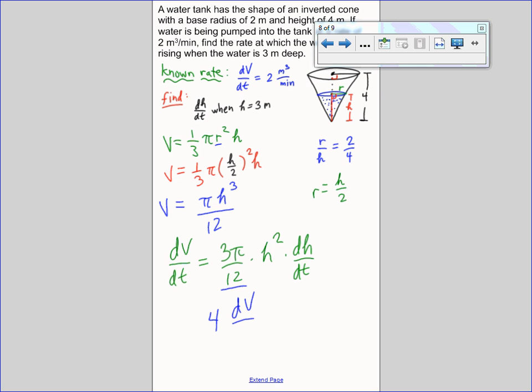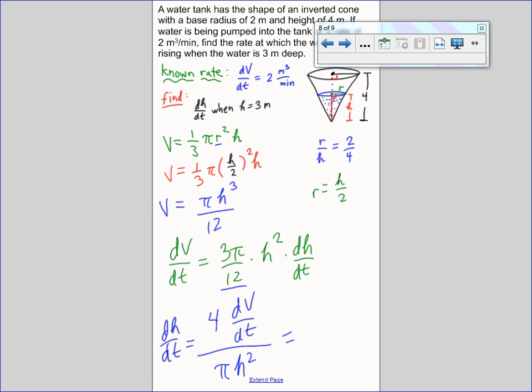so 4 dV/dt over pi H squared equals dH/dt. Let's check that. So pi over 4, I'm going to get a 4 over pi when I isolate, dV/dt on top, and then dividing over my H squared gets me an H squared on the bottom, so let's check and see how many times I messed up there. One step. You guys getting the same thing? Yes! Isolate first, plug in last.